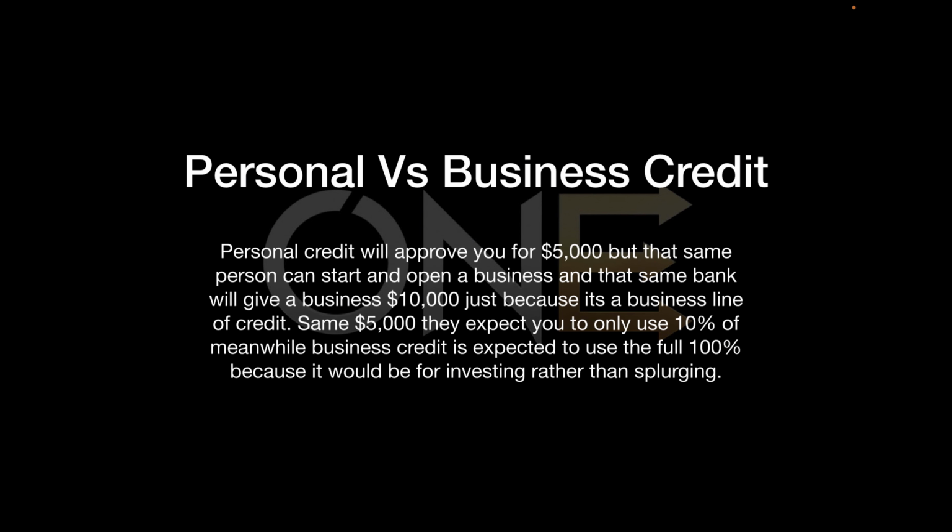So, for example, I just have here personal credit would approve it for $5,000, but that same person can start and open a business, and at the same bank, they will give you a business line of credit with $10,000, just because it's a business line of credit.